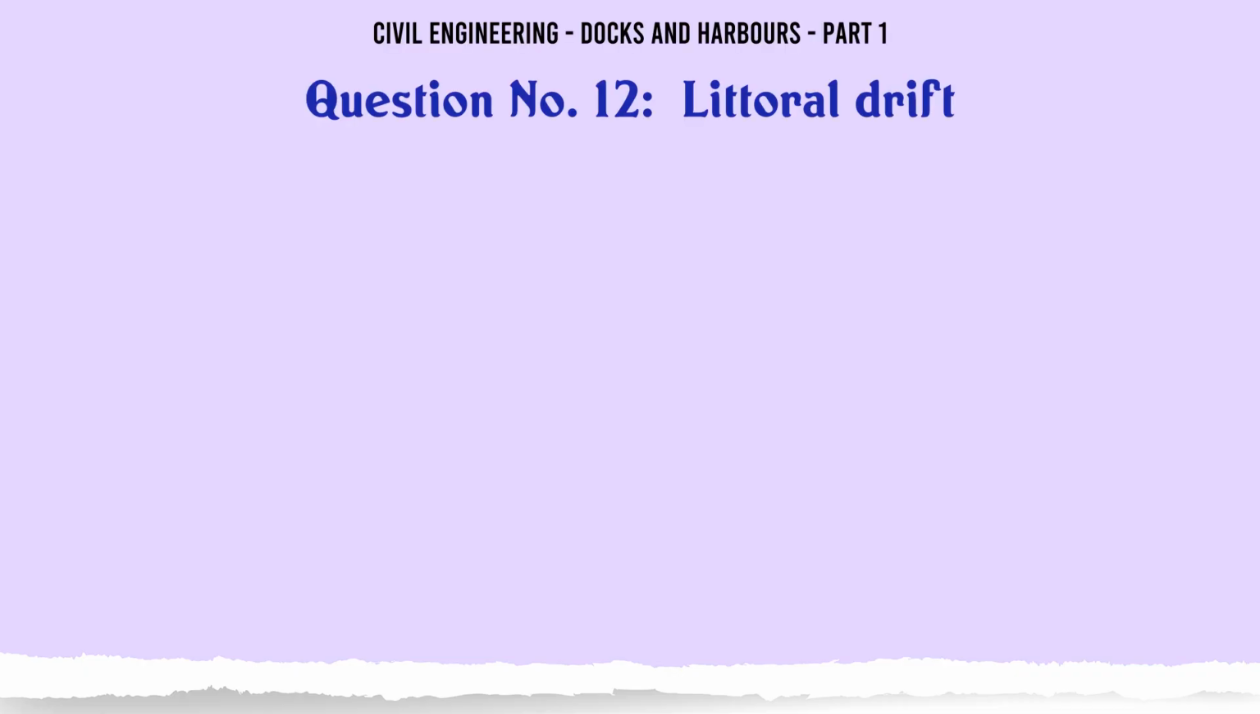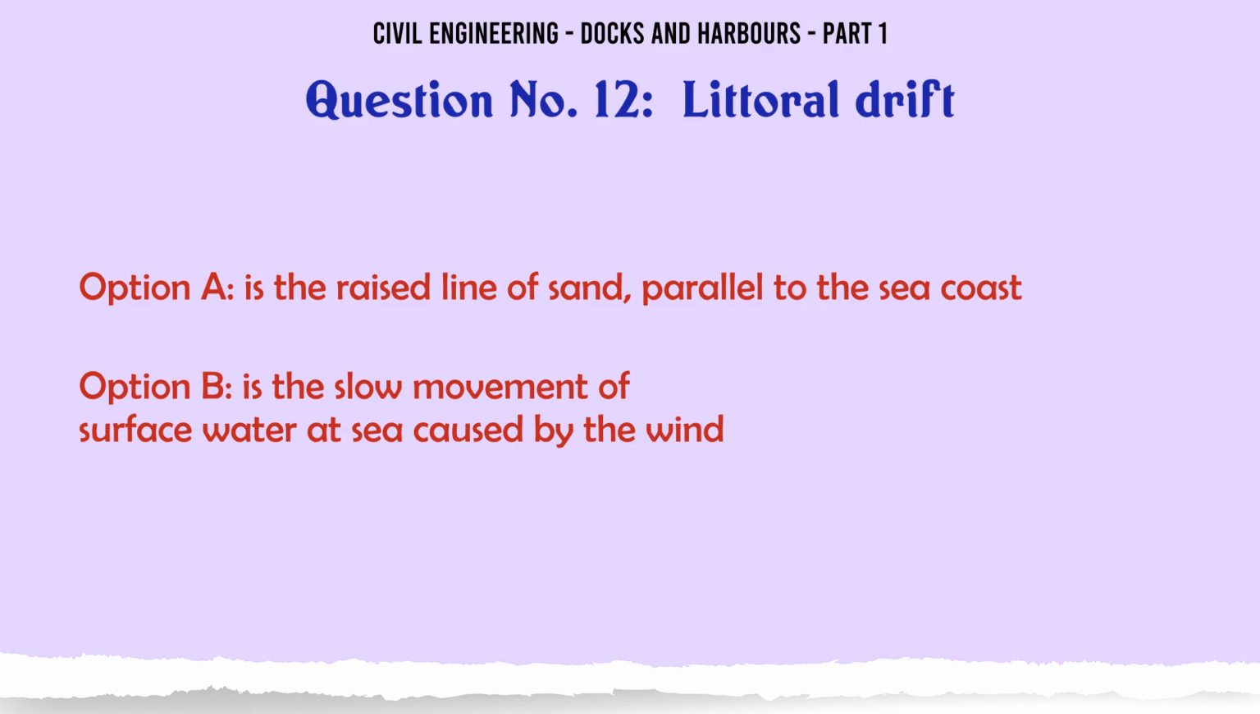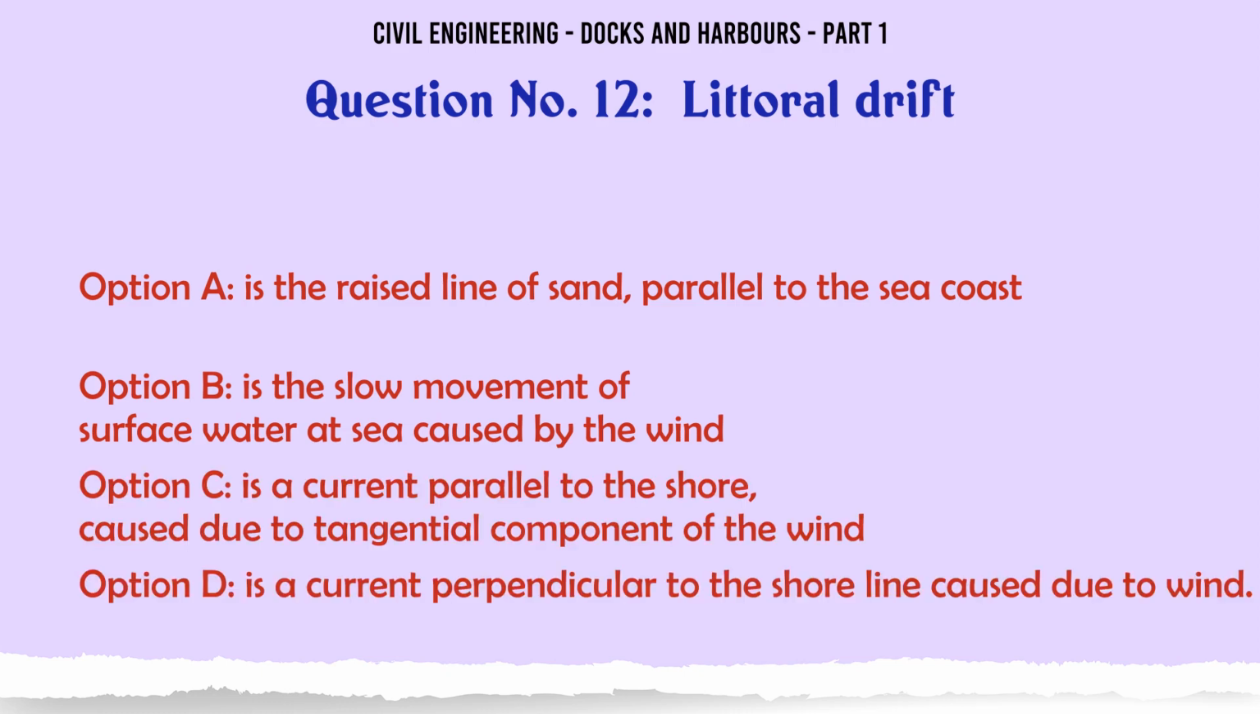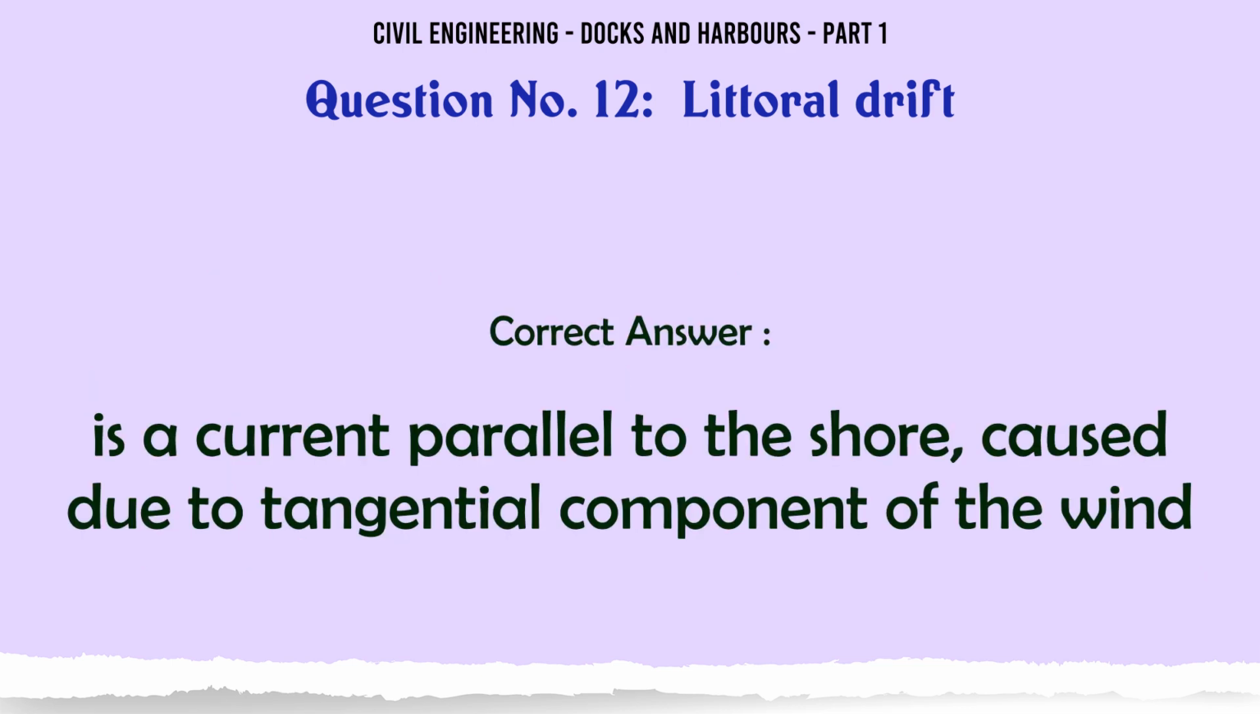Littoral drift: A. Is the raised line of sand parallel to the sea coast. B. Is the slow movement of surface water at sea caused by the wind. C. Is a current parallel to the shore caused due to the tangential component of the wind. D. Is a current perpendicular to the shoreline caused due to wind. The correct answer is a current parallel to the shore caused due to the tangential component of the wind.